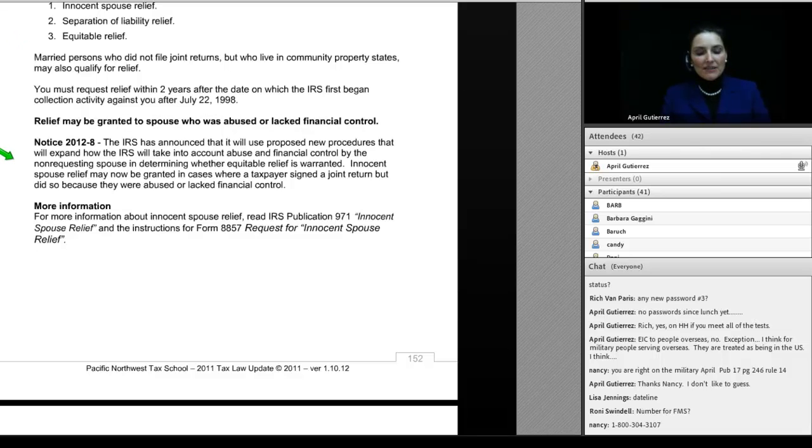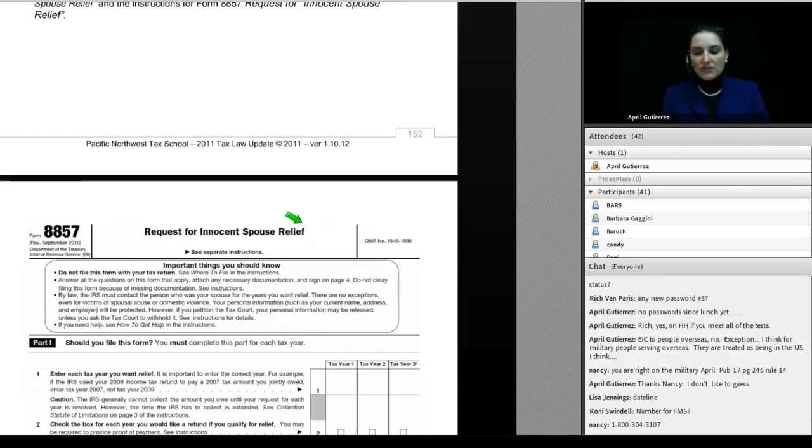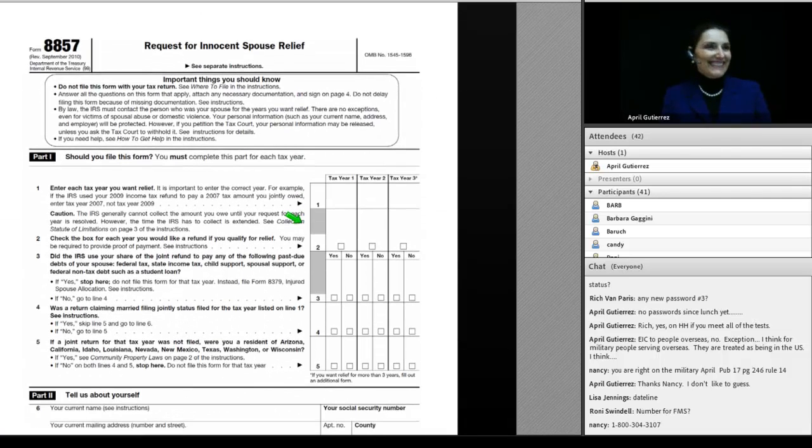Now, there's also a new rule that just came into effect. In fact, it was just released as an IRS announcement or notice this month, January of 2012, Notice 2012-8. The IRS has announced that it will use proposed new procedures that will expand how the IRS will take into account abuse and financial control by the non-requesting spouse in determining whether equitable relief is warranted. Innocent spouse relief may now be granted in cases where a taxpayer signed a joint return but did so because they were abused or lacked financial control. For more information on innocent spouse relief, there is an entire publication devoted to the topic, 971.